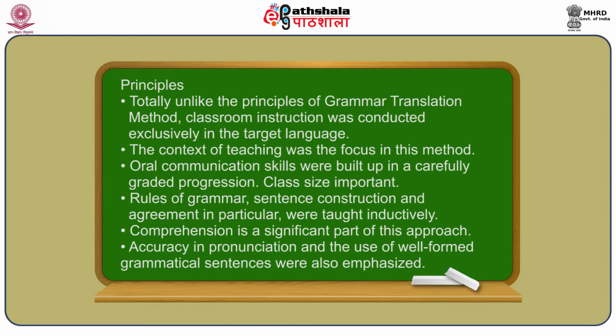If you have direct method, then the class size is very important, because you can't have native speaker communication encounters with, let's say, 80 children. So this was a major limitation, and Indian classrooms tend to be very big. One has to keep in mind that you should have only 25, 30 students in the case of the direct method. Rules of grammar, sentence construction, and agreement in particular were taught inductively.